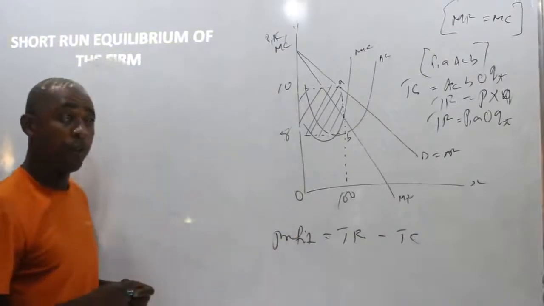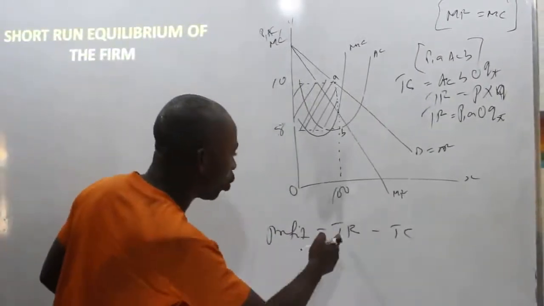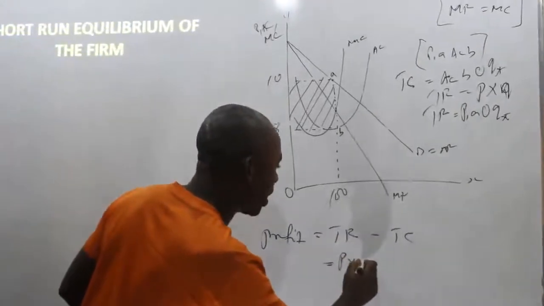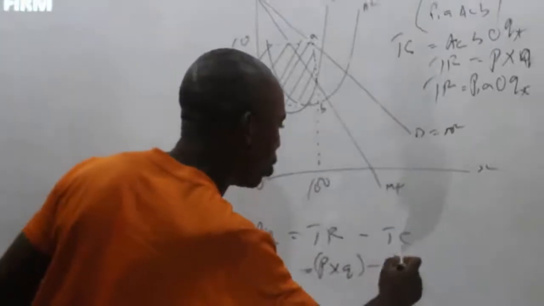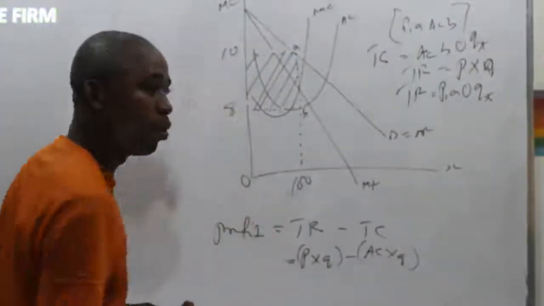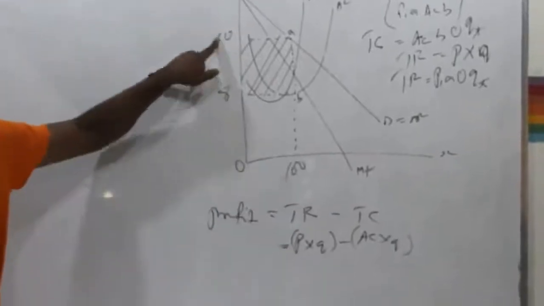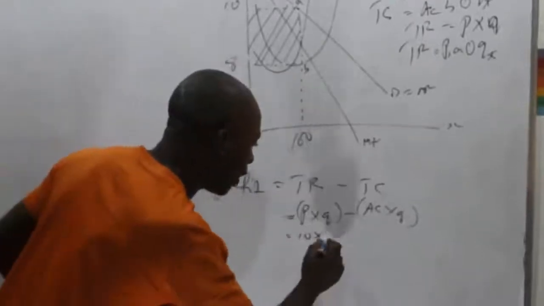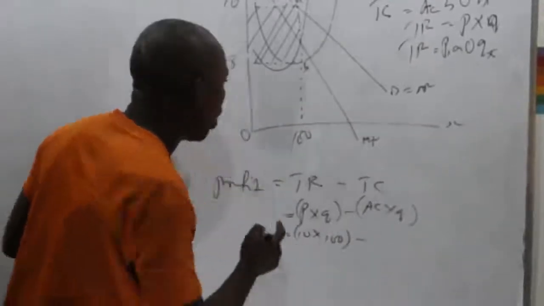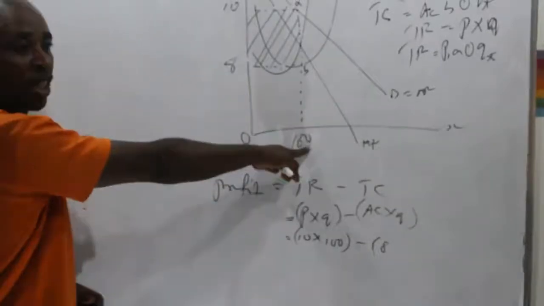We call our perfect competitive market. Now, what is our total revenue? Price times what now? Quantity. What is our total cost? The average cost times what now? Quantity. I hope you are recalling that. Now, what's our price here? 10. What's the quantity here? 100. What's our average cost here? 8. What is the quantity? 100.